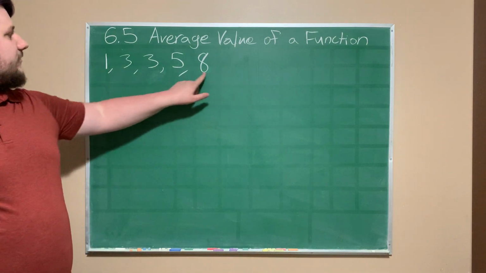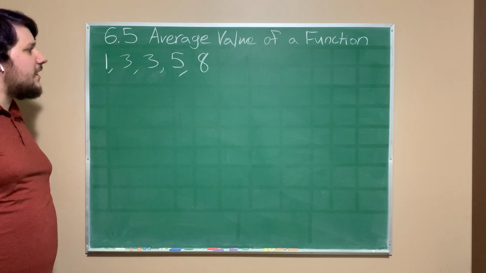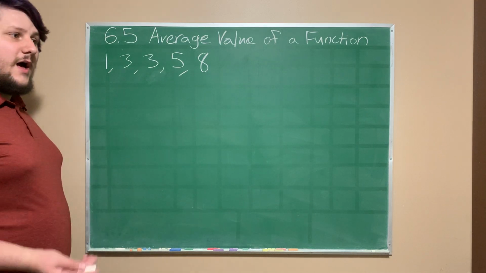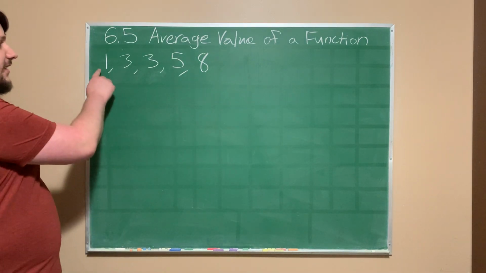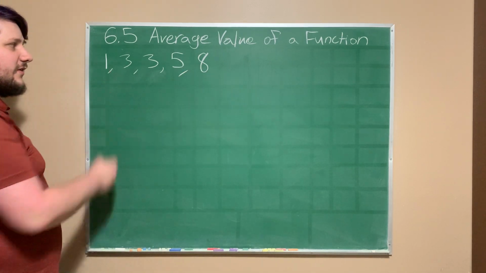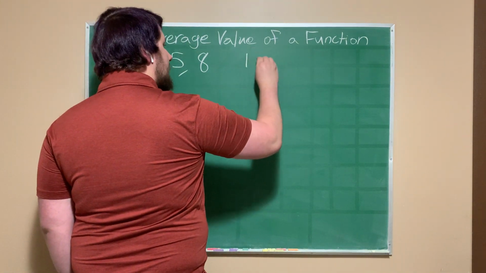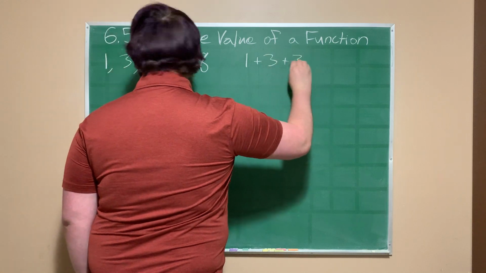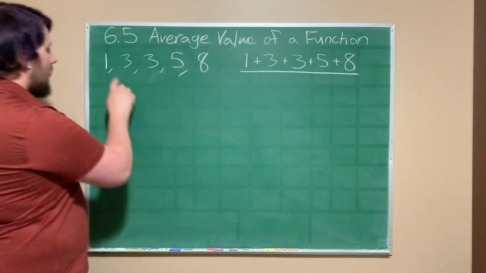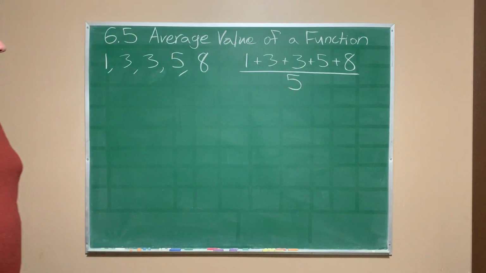So if you have a set of numbers like this list that I've got right here, 1, 3, 3, 5, 8, and you want to find the average value of this set of numbers, we have a common strategy for that. What we do is we add up all the numbers in the list and we divide that value by how many total numbers there are in the list. So in this case, the average value is going to be what we get when we take 1 plus 3 plus 3 plus 5 plus 8 and divide the whole thing by 1, 2, 3, 4, 5 total, since there are 5 items in the list.